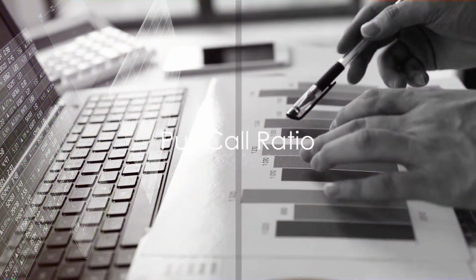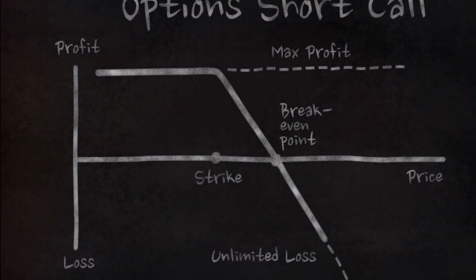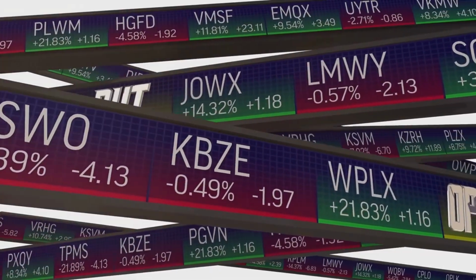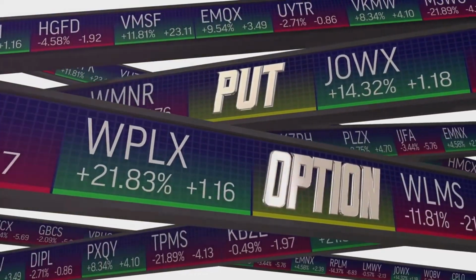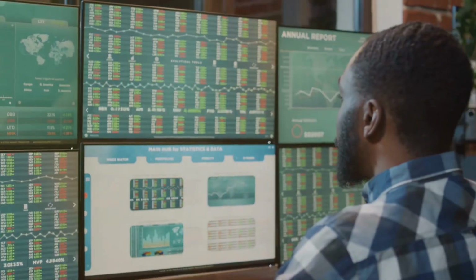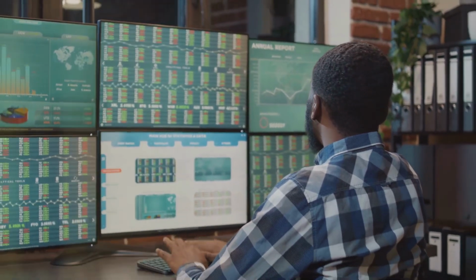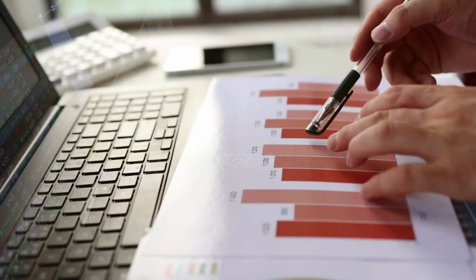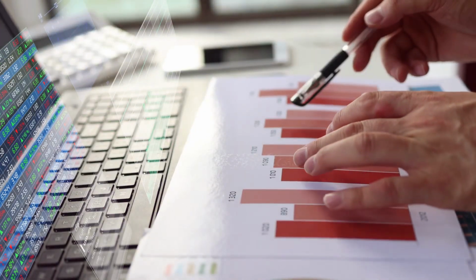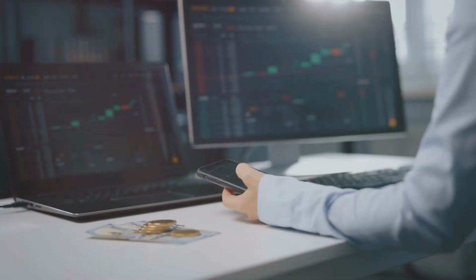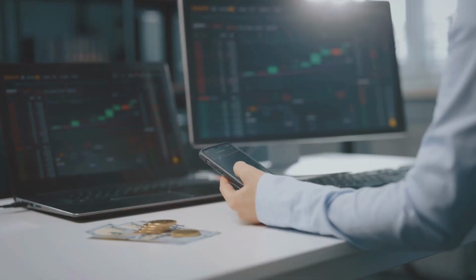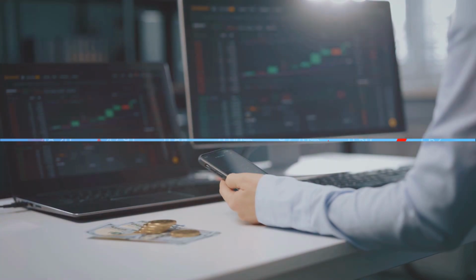Next, let's discuss the put-call ratio. This ratio is calculated by dividing the number of traded put options by the number of traded call options. An increase in the put-call ratio suggests that investors are starting to protect themselves against a potential drop in the market, indicating a possible market top. However, this indicator can be tricky to interpret, as a high put-call ratio can also be a sign of a market bottom due to excessive pessimism.